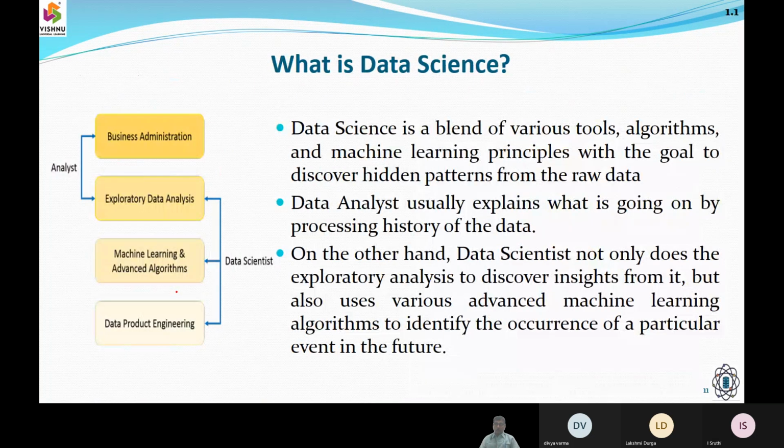As mentioned, data science is blended with a lot of tools, algorithms, and machine learning, and the holistic intention is to discover the hidden patterns in the raw data. This was the foremost intention of why we bring data science into the picture.